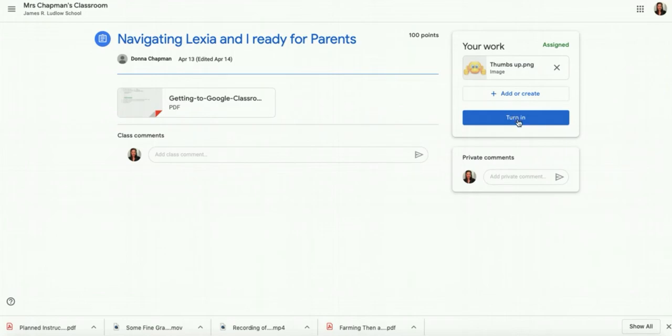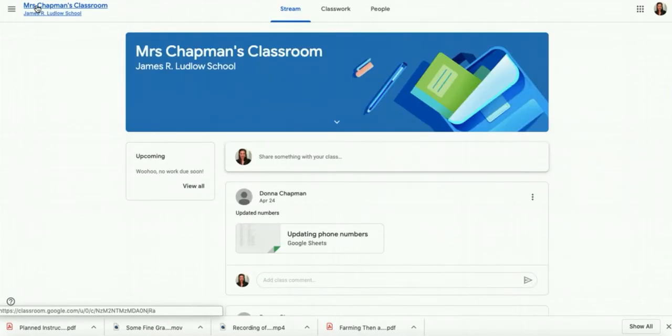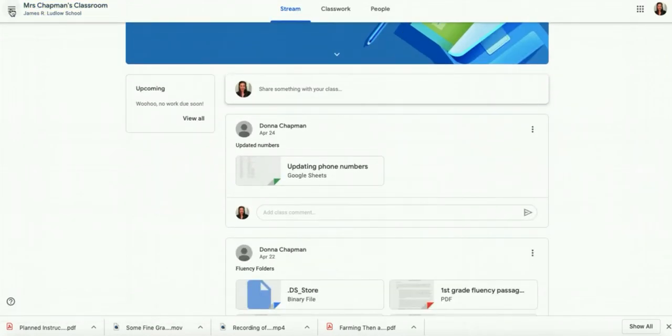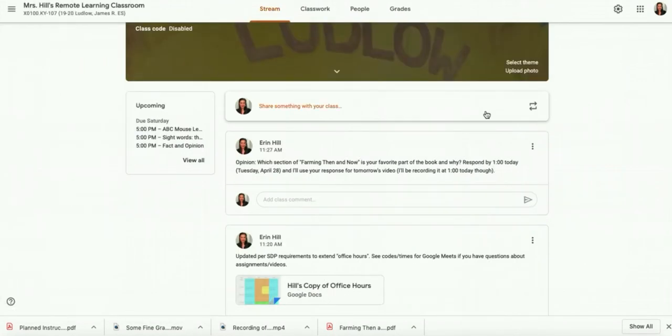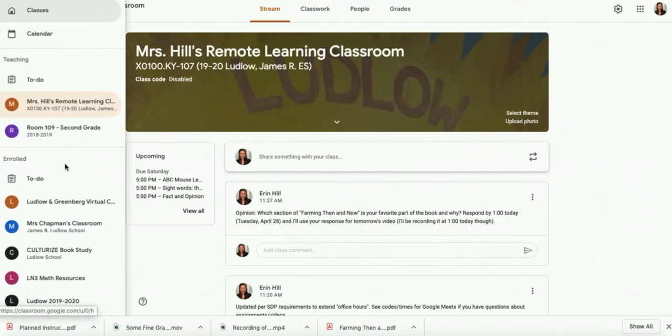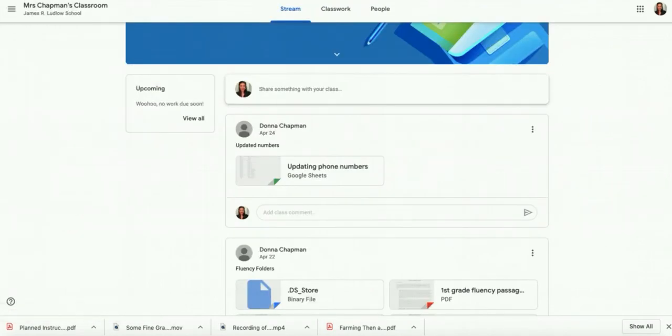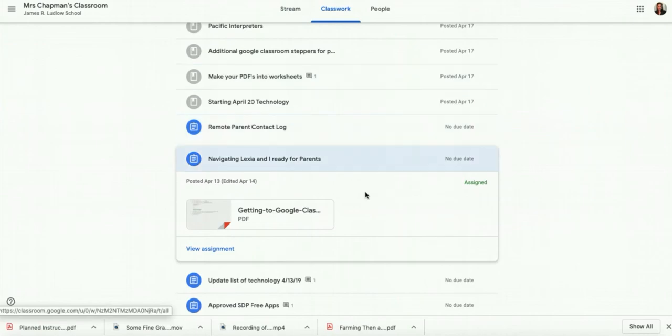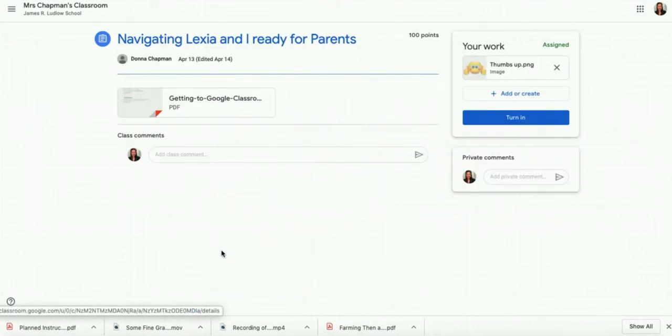So let's say I'm not going to turn my work in yet. Okay, so I'm just going to go back to Mrs. Chapman's classroom here. I'll tell you what, I'll even go back to my classroom and let's see if that photo is still there when I go back. I know some of you are having issues with that, so I just want to make sure. Okay, so let me go into the same assignment. I'm going to view my, oh, there it is. There's my work. The only way my work disappears is if I hit this X.